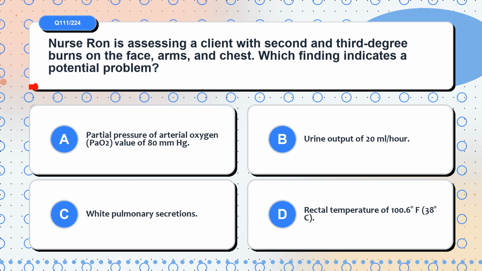Question 111. Nurse Ron is assessing a client with second and third degree burns on the face, arms, and chest. Which finding indicates a potential problem? Here are the options. Option A, partial pressure of arterial oxygen, PaO2, value of 80 mmHg. Option B, urine output of 20 ml/hour. Option C, white pulmonary secretions. Option D, rectal temperature of 100.6 degrees F, 38 degrees C.